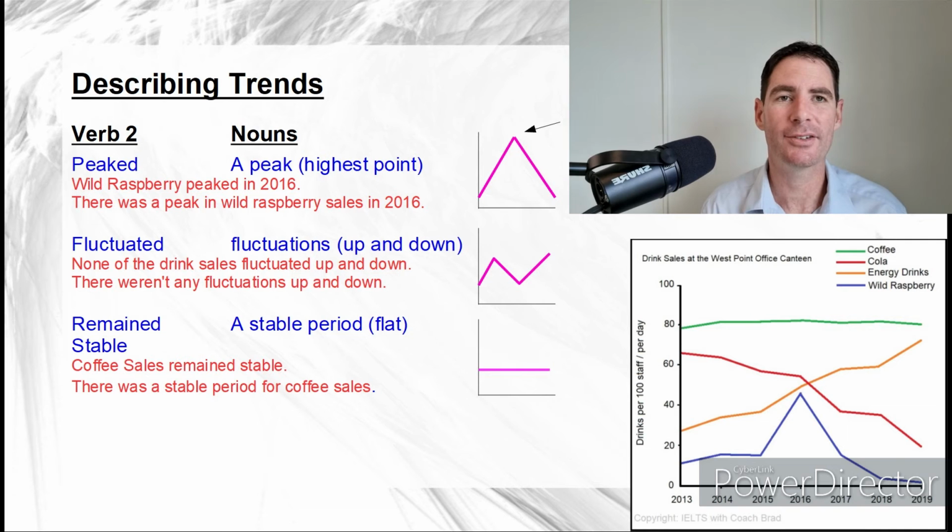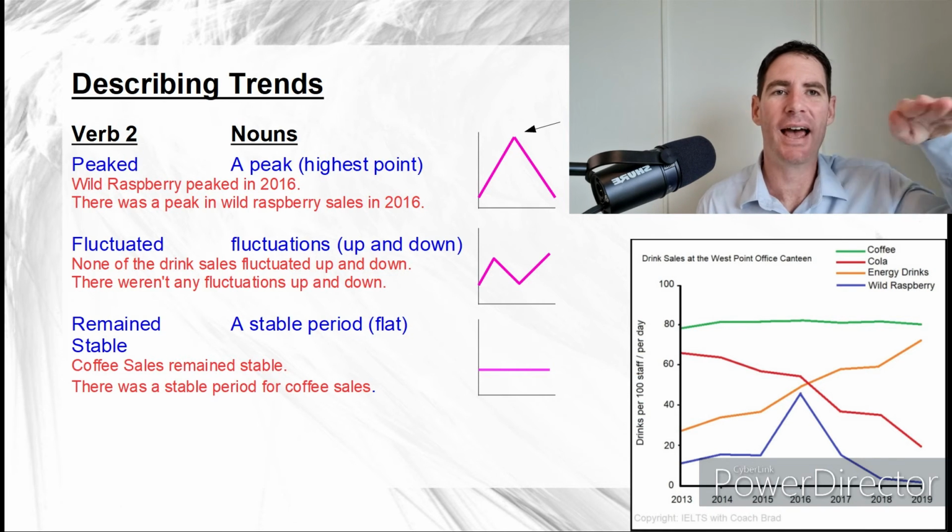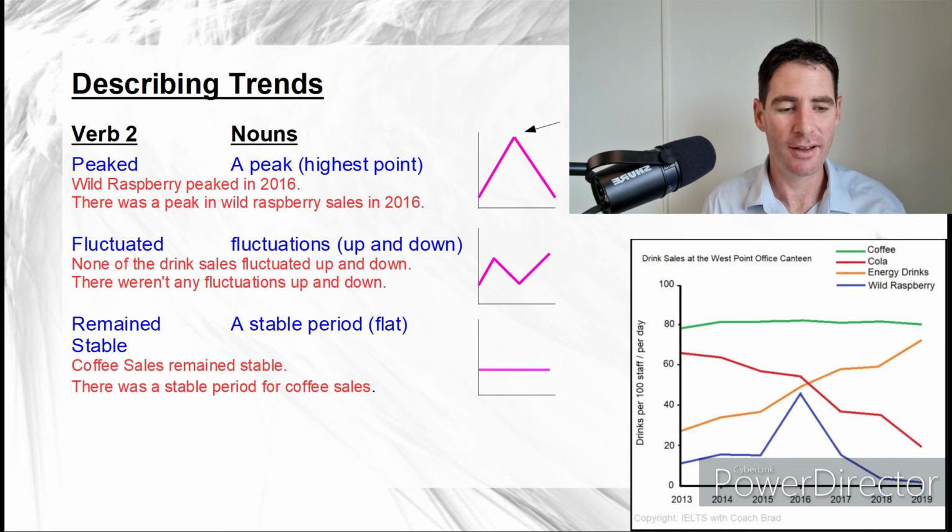As for remain stable or a stable period, that just means flat, not much change. I think coffee, the green line, is the best drink to describe remaining stable. Coffee sales remained stable. There was a stable period for coffee sales.